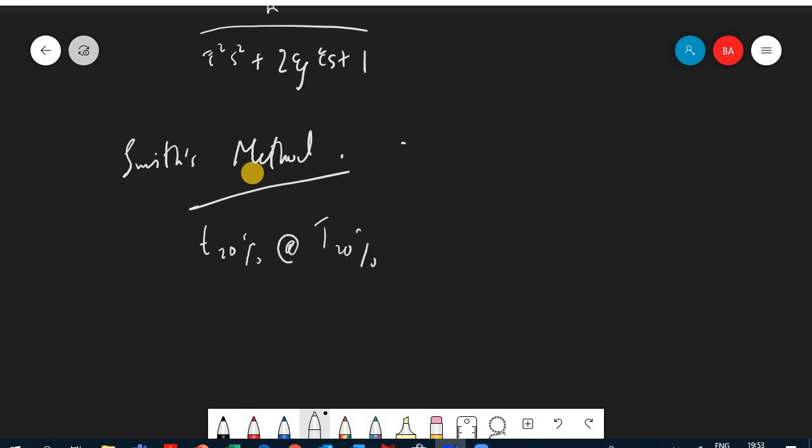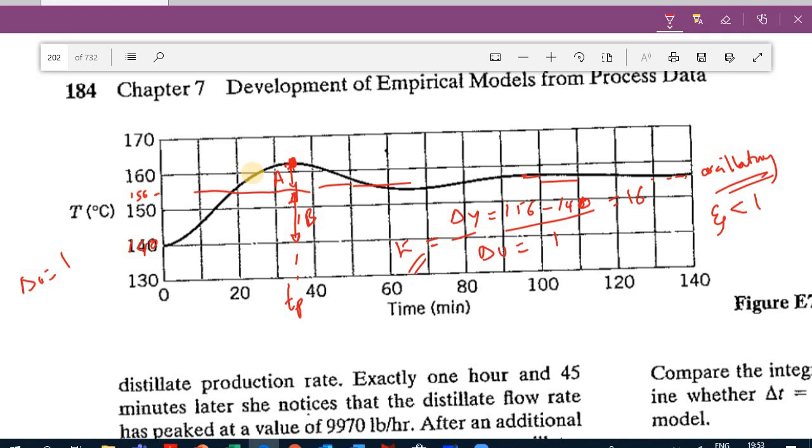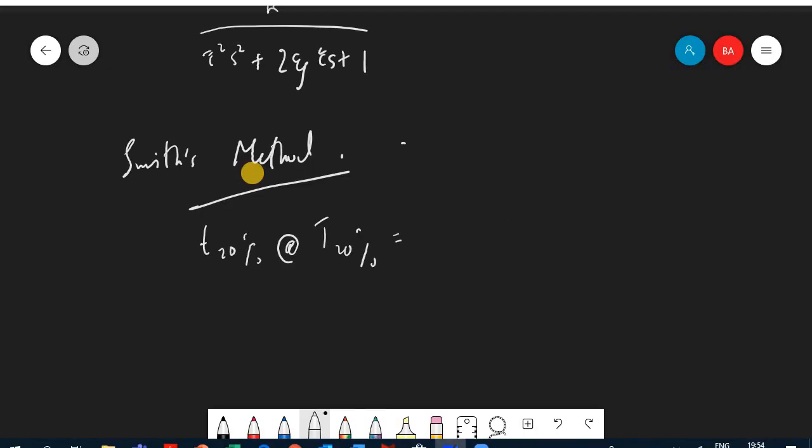So that T20% at the temperature of 20%, which is 161.5. Hold on. I need to go to the steady state value, not the maximum value. So my steady state value is 156. So it's 156 minus the initial value, into 0.2 plus 140. So this is 16 into 0.2, which is 3.2, so that is 143.2.